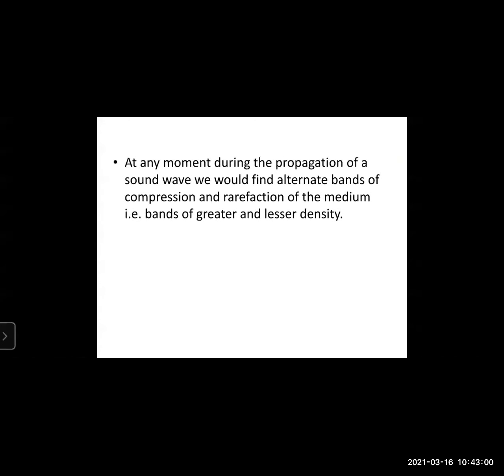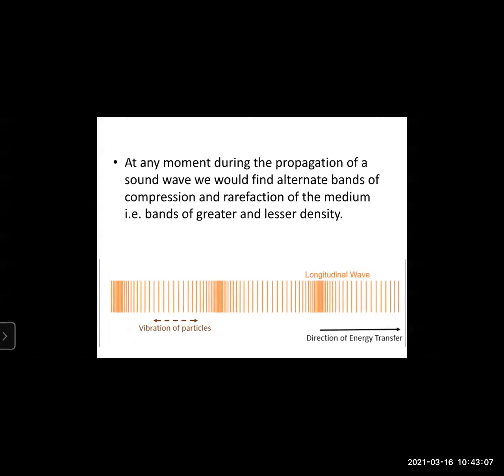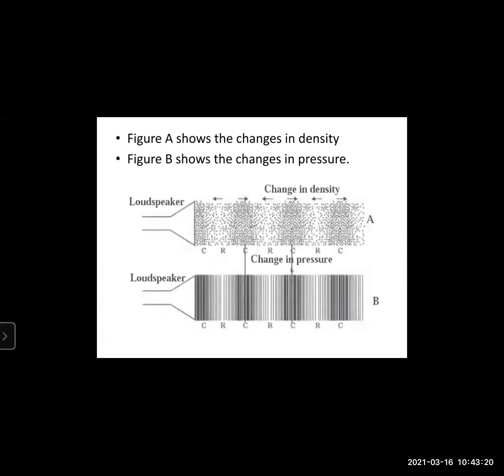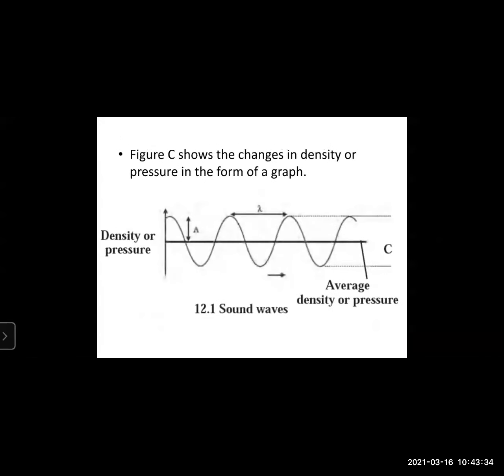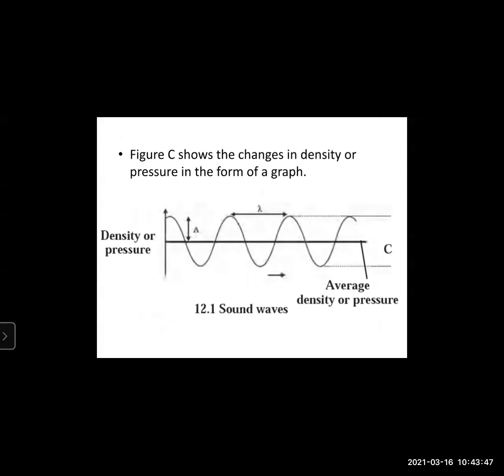At any moment during the propagation of a sound wave, we would find alternate bands of compression and rarefaction of the medium, that is, bands of greater and lesser density. Now, figure A and figure B are the two figures. Figure A shows the changes in density, and figure B shows changes in pressure. Figure C shows both pressure and density in a graphical form. We will see that graphical picture in detail.